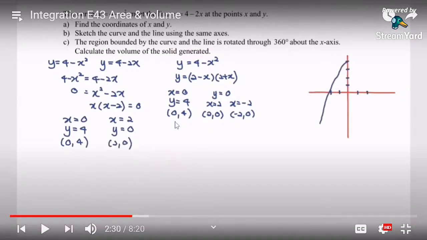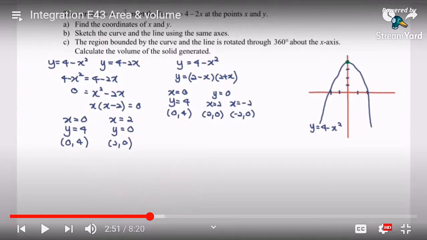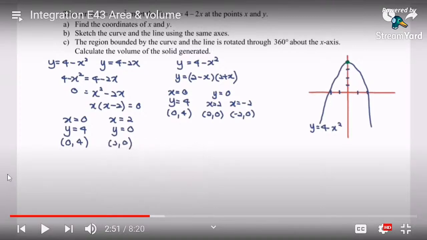So (0, 4) and then (negative 2, 0), (2, 0). So I sketch my graph. Then I name the graph. And then after that I have y equals to 4 minus 2x, where we have a straight line. How do we draw a straight line? We need two points, right? So ladies and gentlemen, for this example there is no need to find them like 42, because I found that the straight line and the curve meet at these two points.